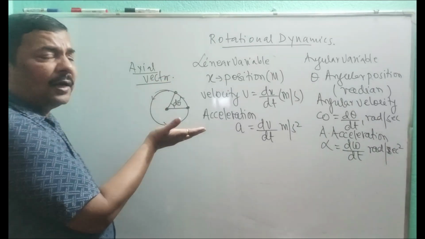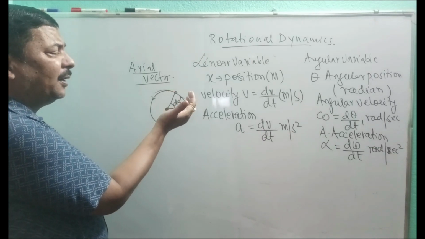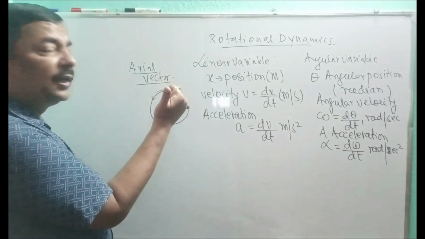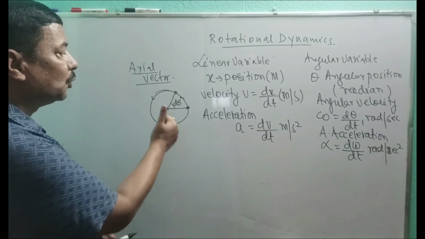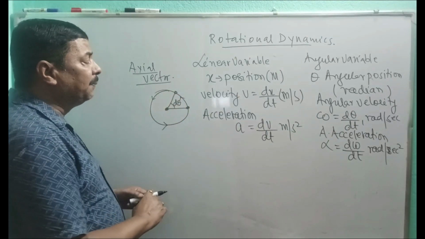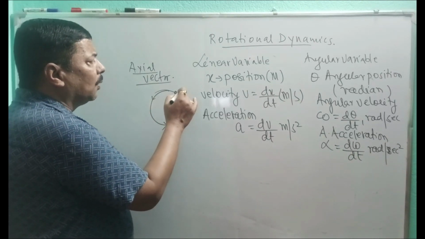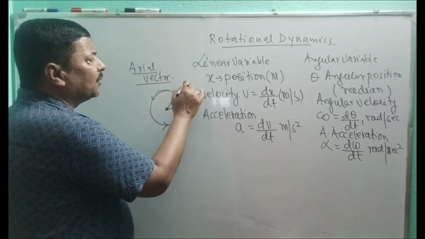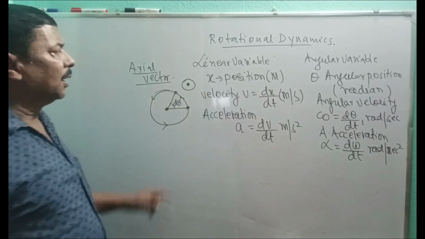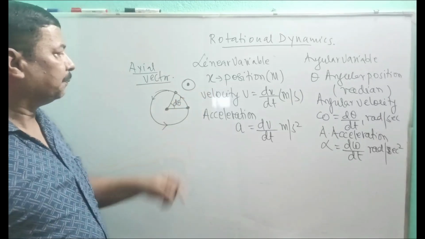If we turn our curl in the direction of motion, then the direction of the thumb will give the axial vector. So this is the direction of the vector, that is the angular velocity. At the same time, the common way of representing this is in this way. This means perpendicular to the board and in the outward direction.